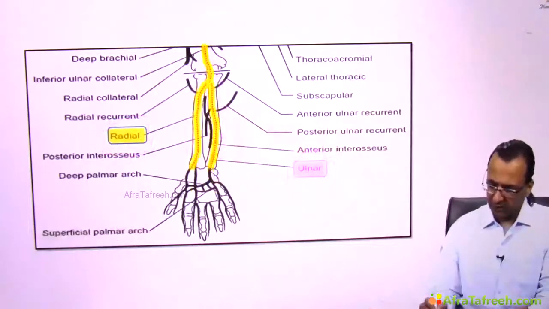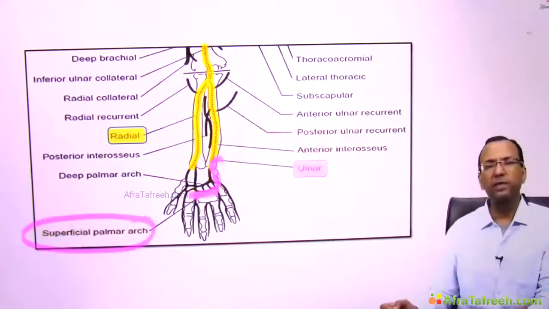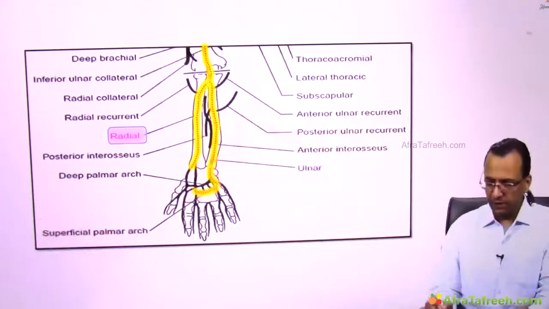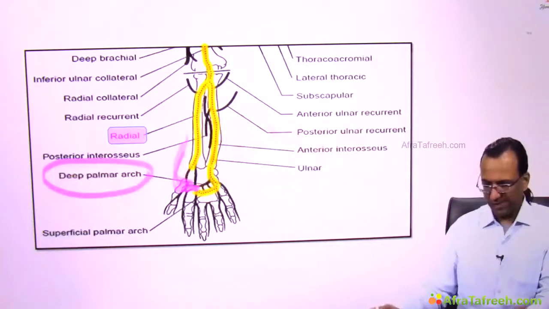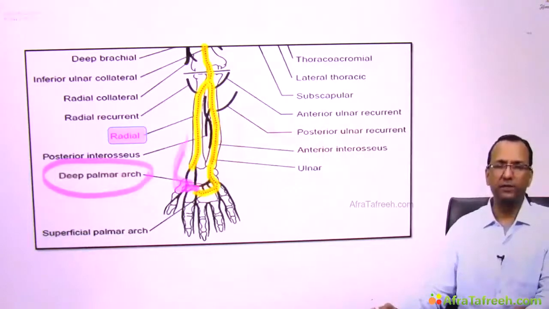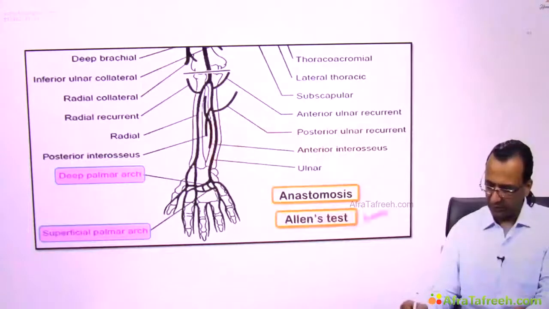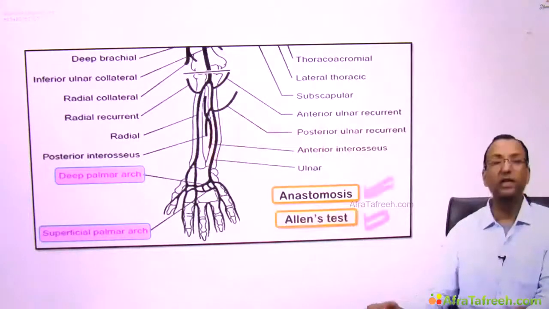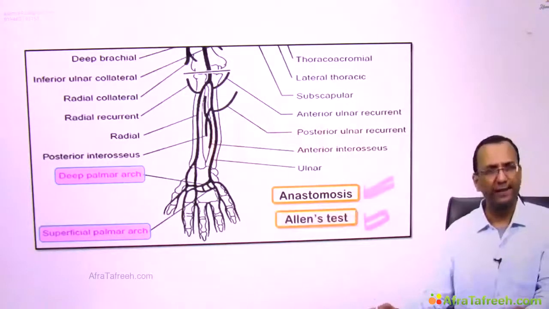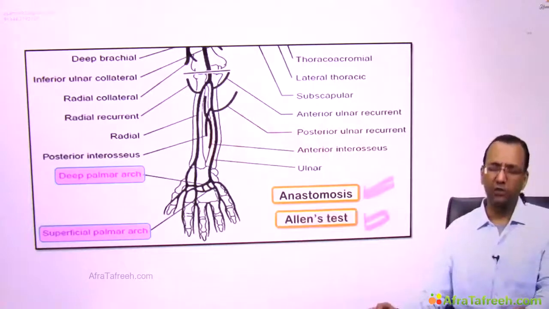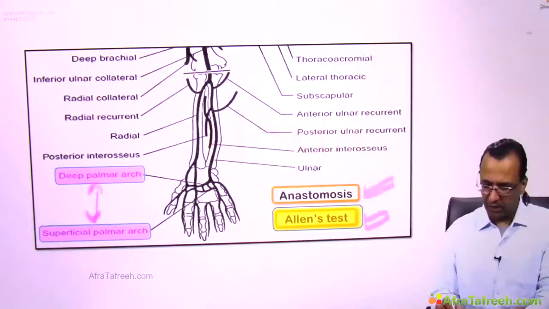You see, the ulnar artery forms the superficial palmar arch in the palm, and the radial artery will form the deep palmar arch. So I think these arches have some multiple communication. Yes, they have multiple communication, and you can check that communication, the anastomosis, by doing the Allen test. The Allen test is done to check the communication between the deep palmar arch and the superficial palmar arch.